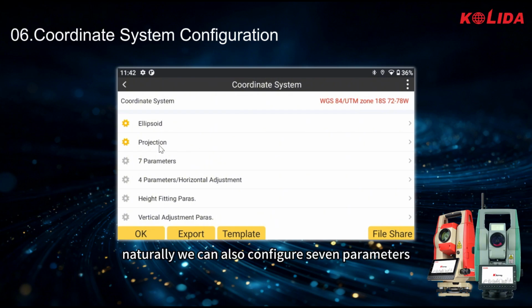Naturally, we can also configure 7 parameters, in case we are going to work in what would be local coordinates, through a site calibration. However, when working with total stations, we can refer it directly to the topographic control of the project. This applies to all civil constructions that work with local systems, arbitrary systems, so to speak, and also for mining projects.